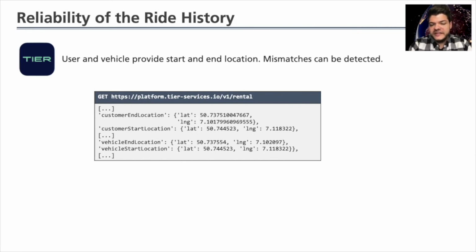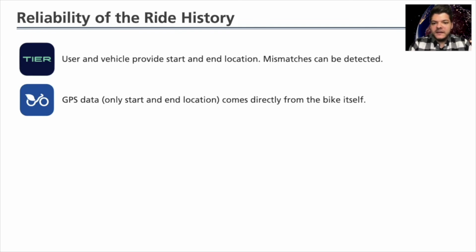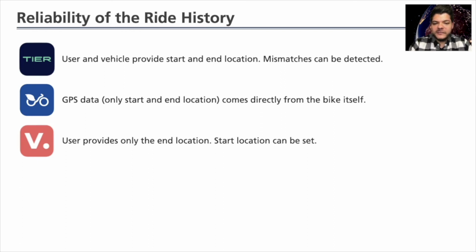You can see them both here. So if there is some kind of fake GPS used on the phone, you would be able to detect this kind of mismatch. For Nextbike, which only stores start and end location of a ride, this data comes directly from the bike itself, so you cannot really spoof it.